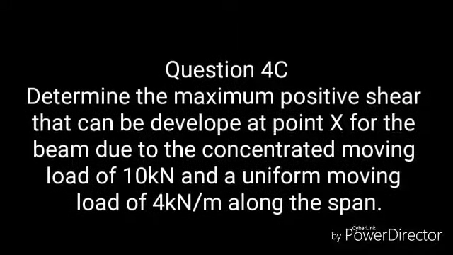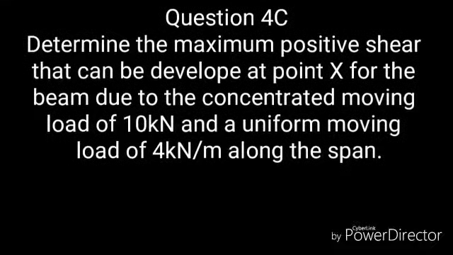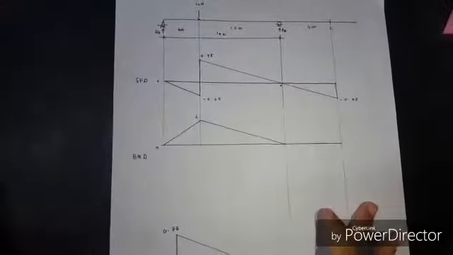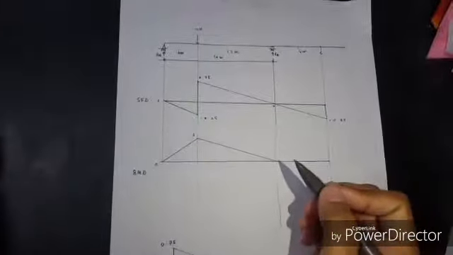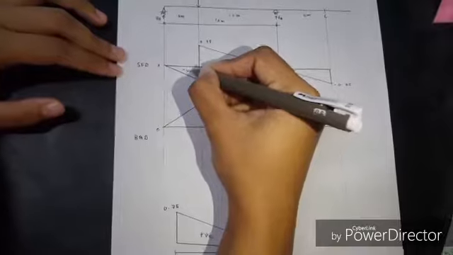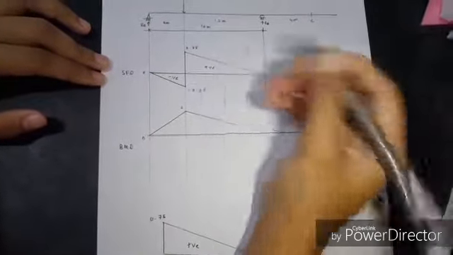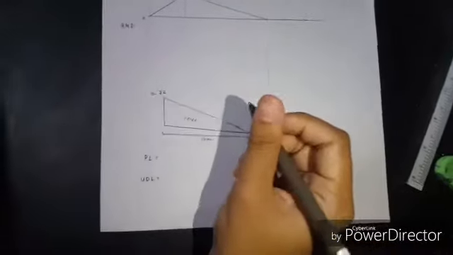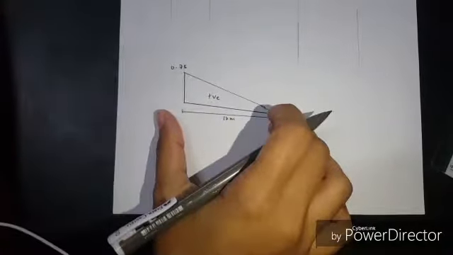Okay, for question C, to determine the maximum positive shear that can be developed at point X for the beam due to concentrated moving load 10 kN and uniform moving load at 4 kN per meter along the span. So, based on the SFD that we got from question B, we know this is the negative value and this is the positive. The question asks for the positive shear, so we only take the positive part like this.